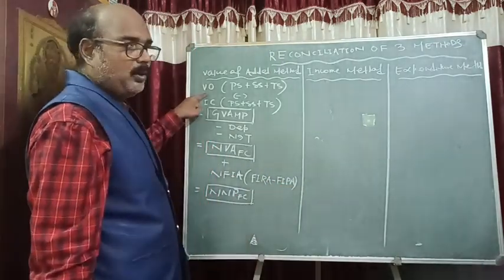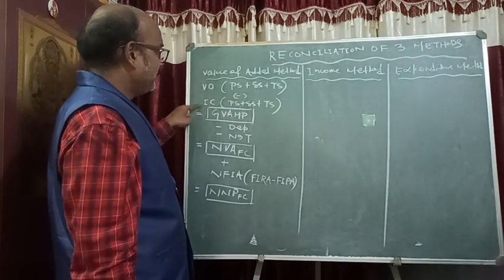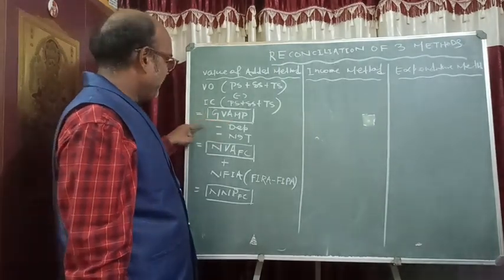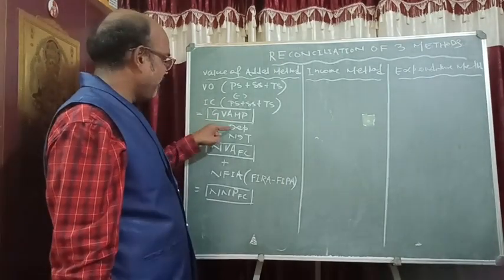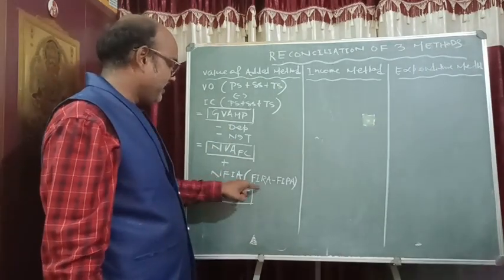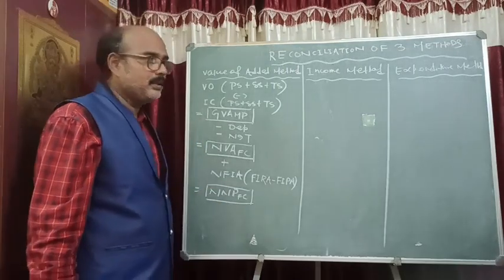Again, value of output of the three sectors, add it, then you deduct intermediate consumption of these three. You will get GDPMP. From GDPMP, you deduct depreciation and NIT. You will get NDPFC. You add NFIA. You will get NNPFC. This is the value added method. Is it clear?